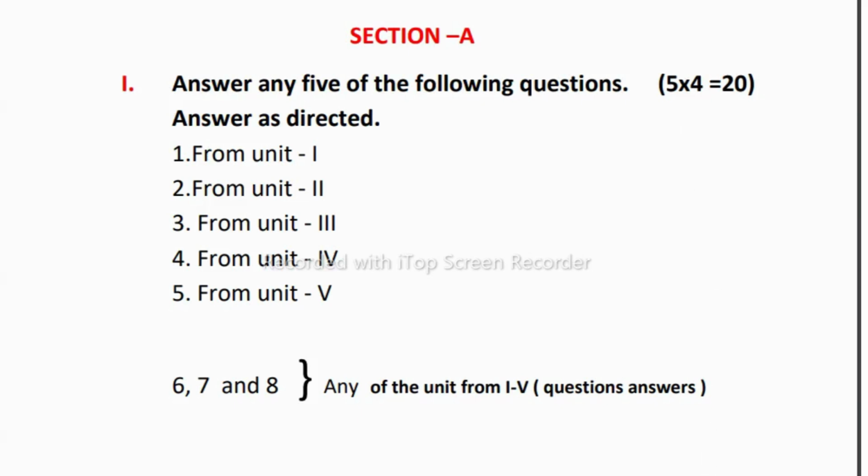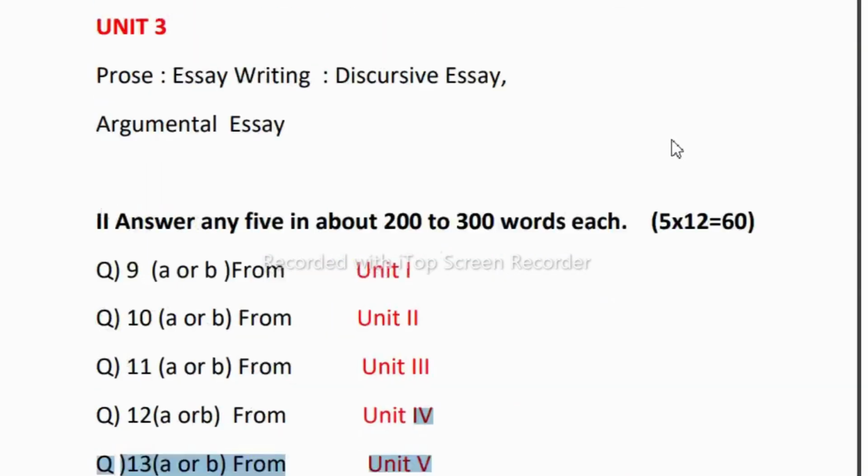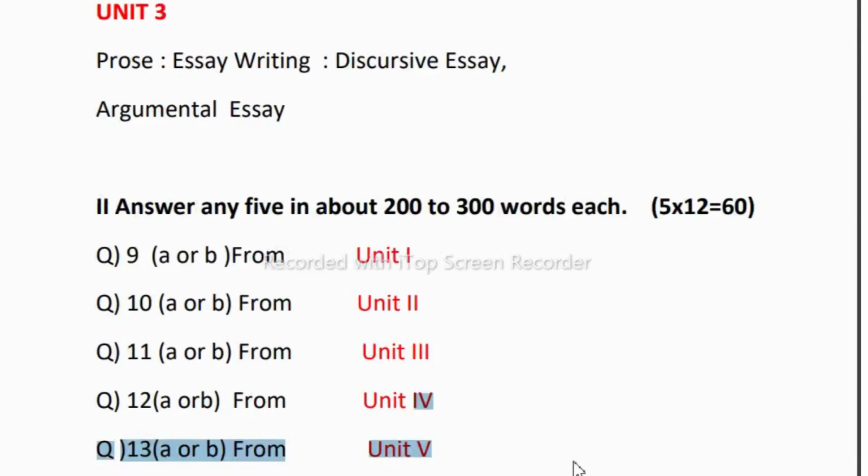Under Section A you have to answer any 5 of the following questions. They will be given 8 questions, and out of 8 you have to answer any 5. Each question carries 4 marks. Under Section B you have to write any 5 questions out of 10, and the total marks is 60. Each question carries 12 marks.